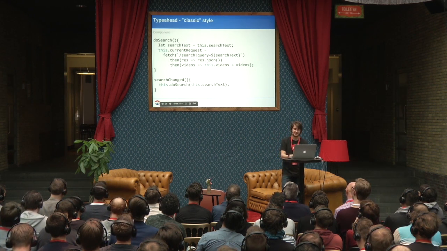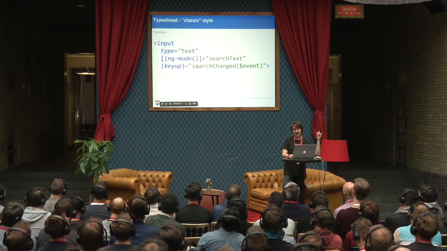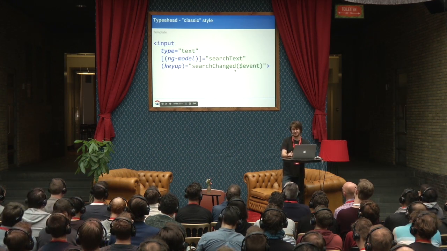The controller of this looks something like this: when this key up gets fired, we're going to call our search change, pass the event through, and call this do search method. We're going to take the search text out of that model and make a request with it. We're going to use promises in this case, just for comparison's sake. We're going to make a fetch request, dot then that, and then take those videos and assign them to the controller.